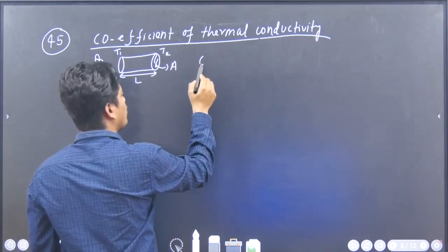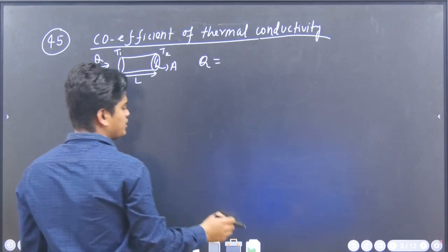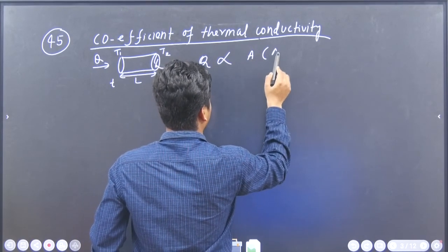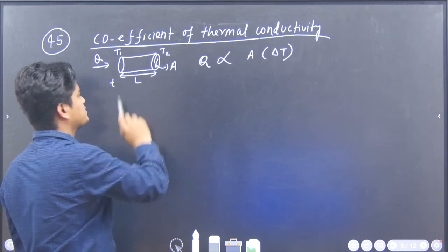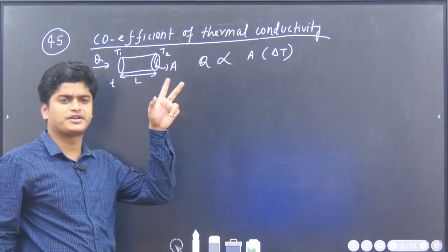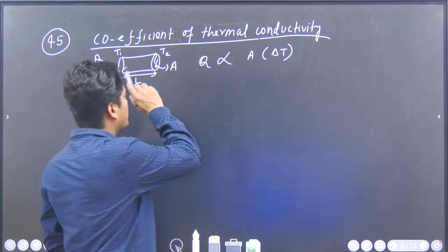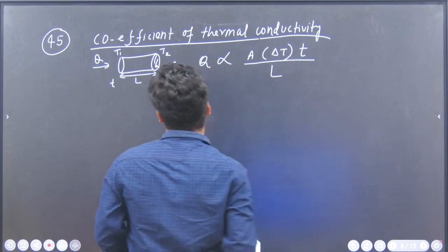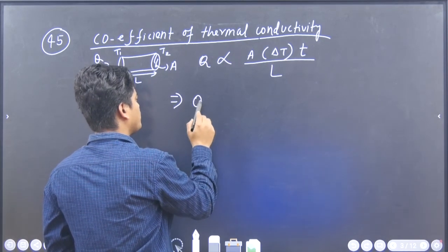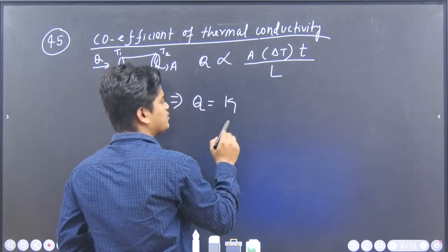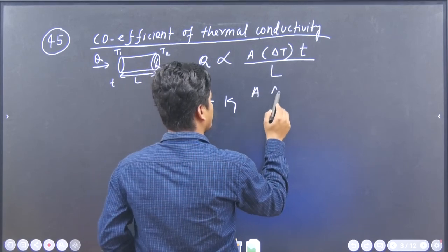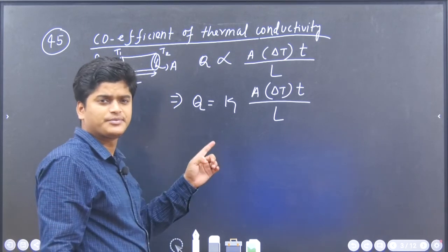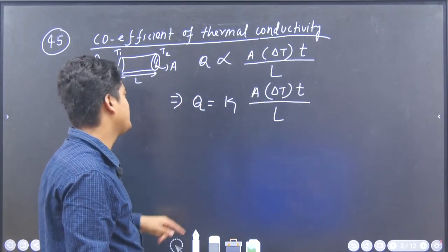I can write heat flow. So this heat energy flowing depends on what? It will be directly proportional to the area of cross section and directly proportional to the temperature difference. Suppose here T1 and T2, so T1 minus T2 is the temperature difference at the ends of the rod. It depends on the time also directly, and inversely proportional to the length. Now from here, if you want to find Q, with a proportionality constant K, you can write Q equals K A delta T t by L. Delta T is the temperature difference, t is time, and L is the length.